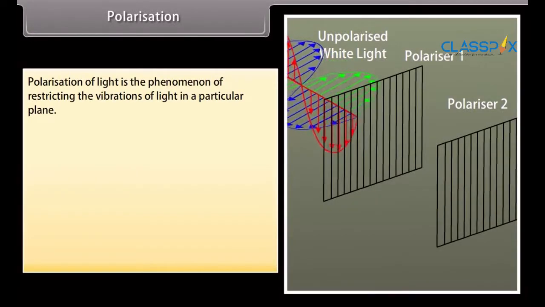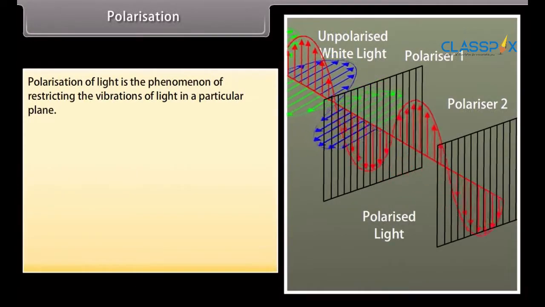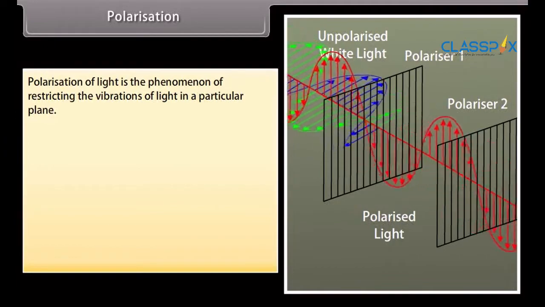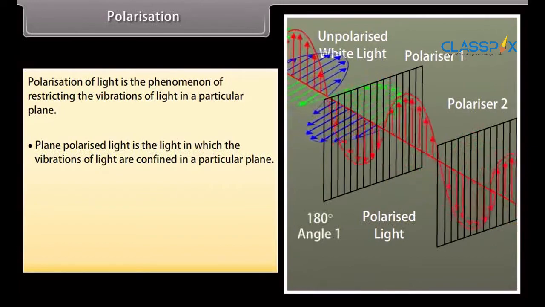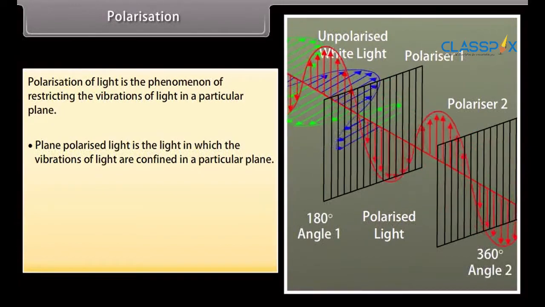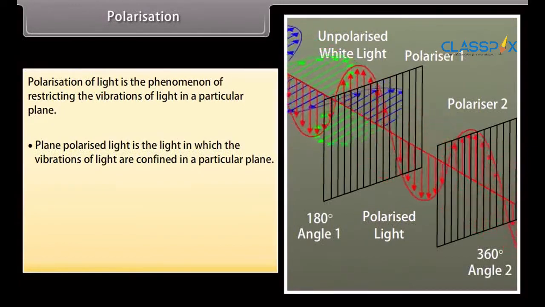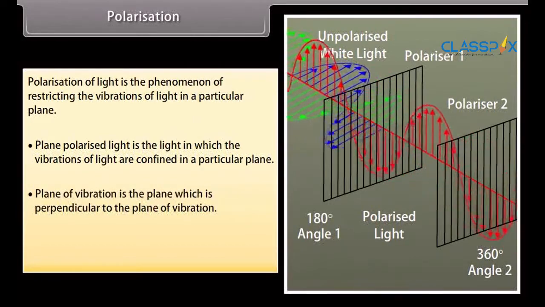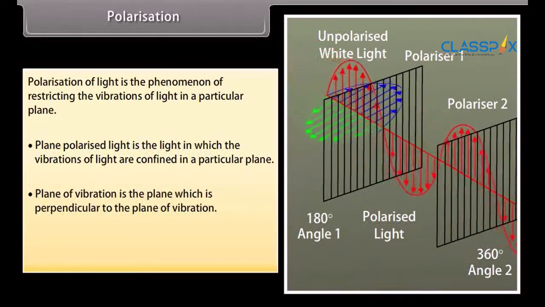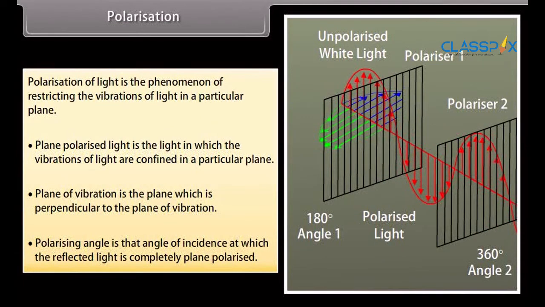Polarization. Polarization of light is the phenomenon of restricting the vibrations of light to a particular plane. Plane polarized light is the light in which the vibrations are confined to a particular plane. Plane of polarization is the plane perpendicular to the plane of vibration. Polarizing angle is that angle of incidence at which the reflected light is completely plane polarized.